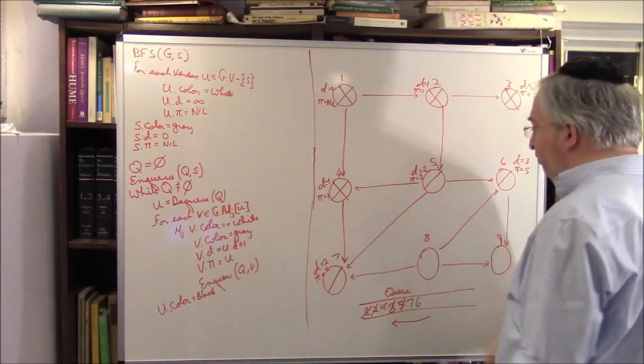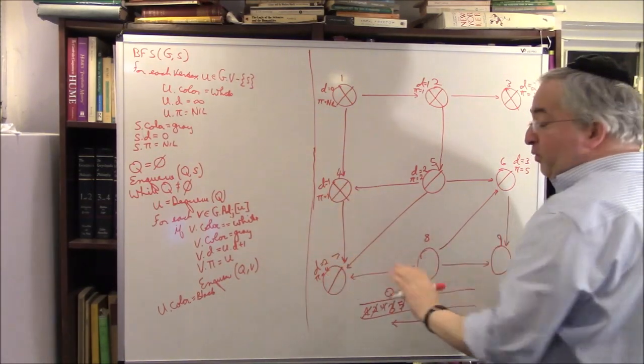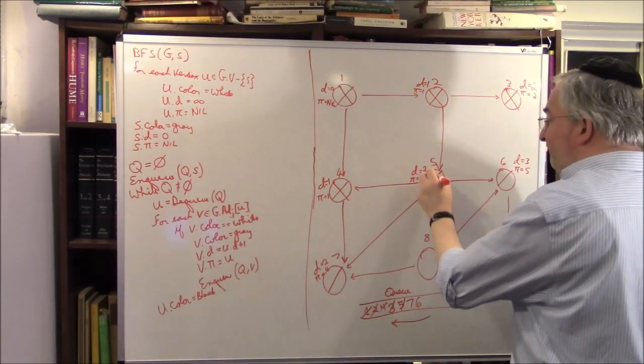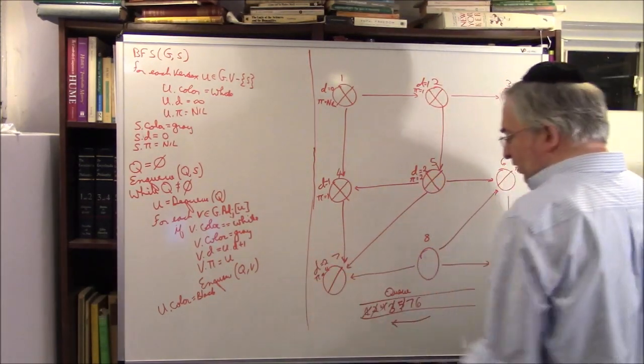Okay. Next, 5 had 3 children, 4, 6, and 7. We looked at all 3. 1 was black, 1 was gray. We didn't touch those. 1 was white. We made it gray. Finished. 5 is colored black, and we're finished.